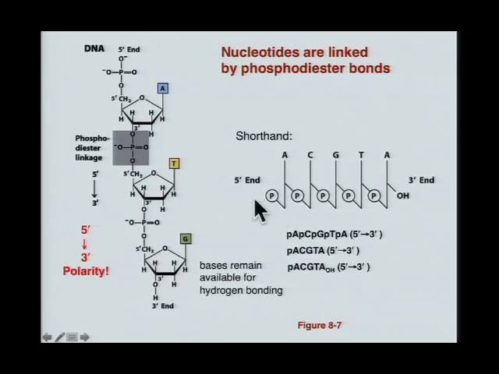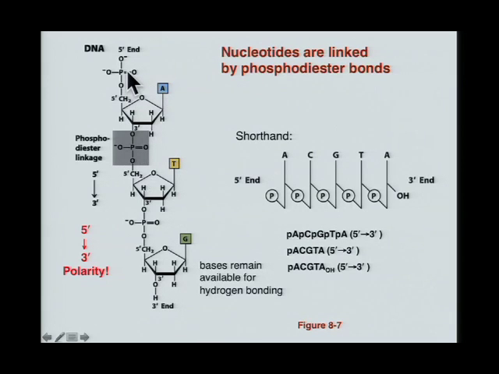So we can abbreviate the sequence. So this is an abbreviation just showing us the connections between nucleotides. But there are lots of different ways you can abbreviate it that you might encounter. It's generally helpful to also specify the polarity. So this goes from the 5' to the 3' end here. So 5' to 3'.